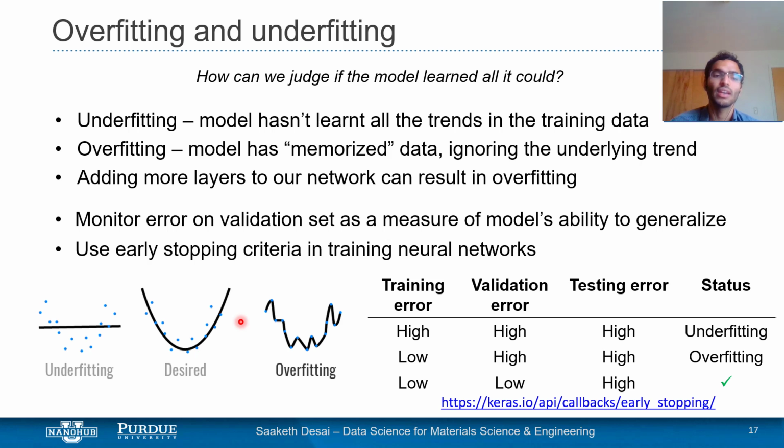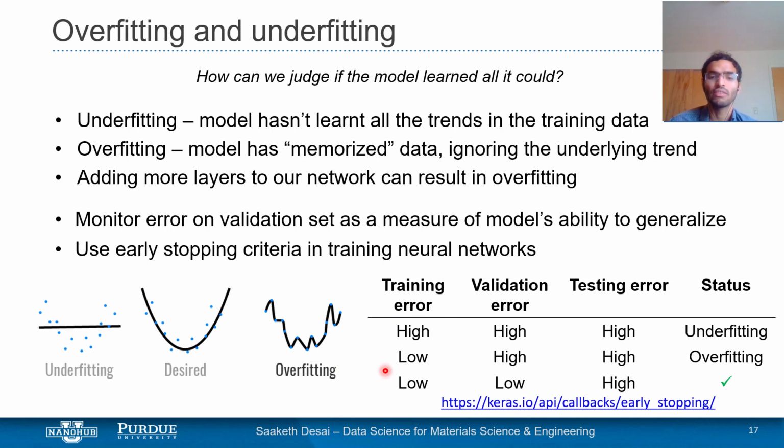So you'd imagine that for an underfit model where we don't capture the trend in the data at all, we're going to make pretty high errors on the training set because there's much more to be learned here. And there's also going to be a high error on the validation set because if we have not captured the trend in the training data, we are unlikely to capture the trend in the validation data, so our error is going to be high. So a high training error and a high validation error is an underfit model.